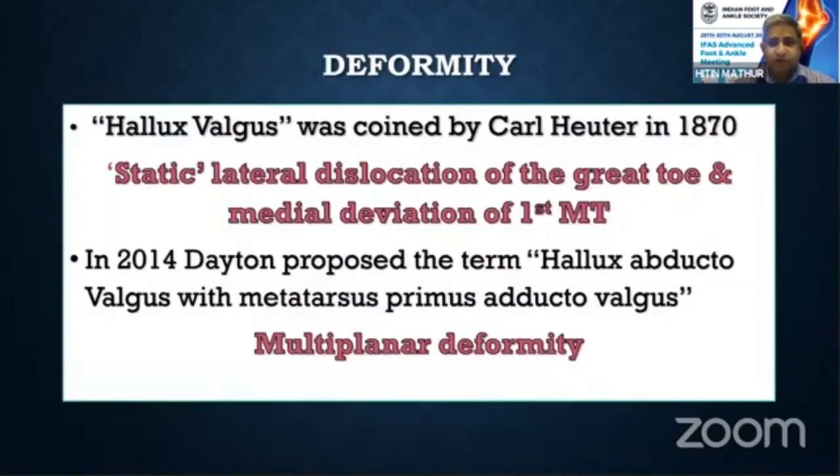So let's come to the deformity itself. The term Hallux valgus was coined by Carl Hueter way back in 1870. He described it as a static lateral dislocation of the great toe and a medial deviation of the first metatarsal. Since then, we have come a long way in understanding the deformity itself, so much so that in 2014, Dayton proposed the term Hallux abductovalgus with metatarsus primus abductovalgus to define the multiplanar nature of the deformity. Here, the term valgus is used to denote the rotational or the pronational component of the deformity.